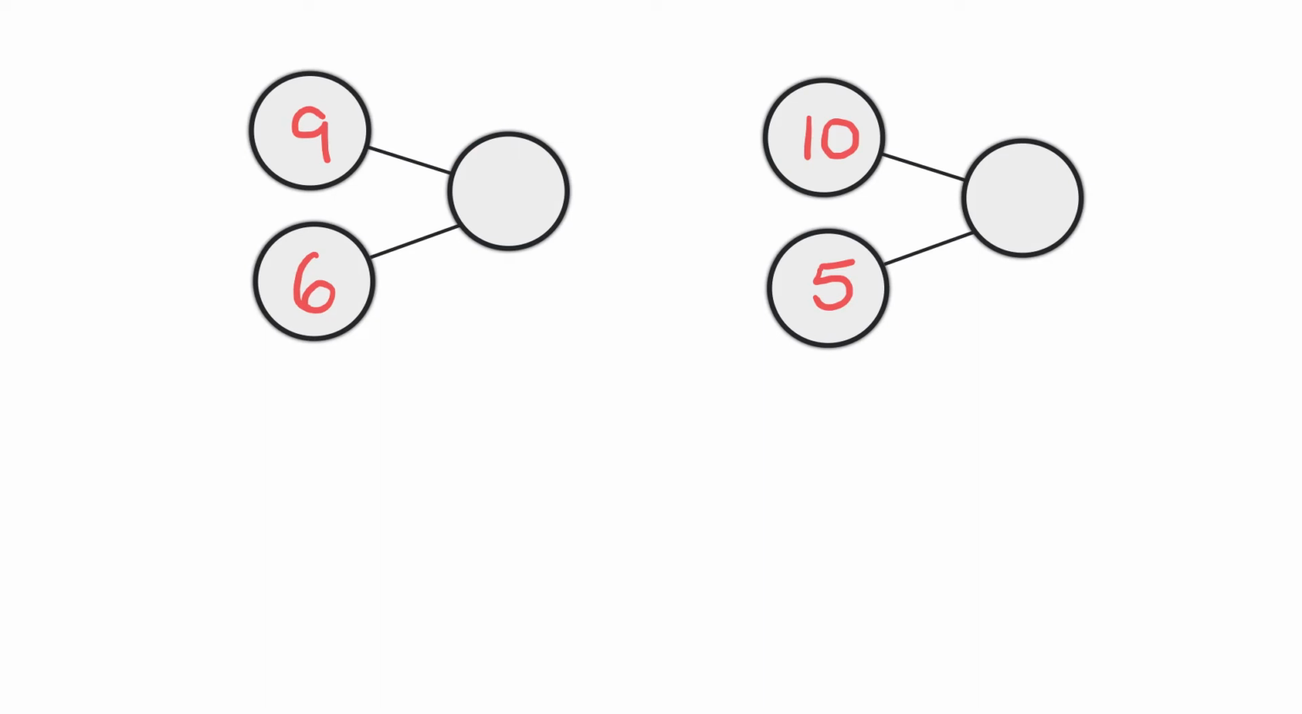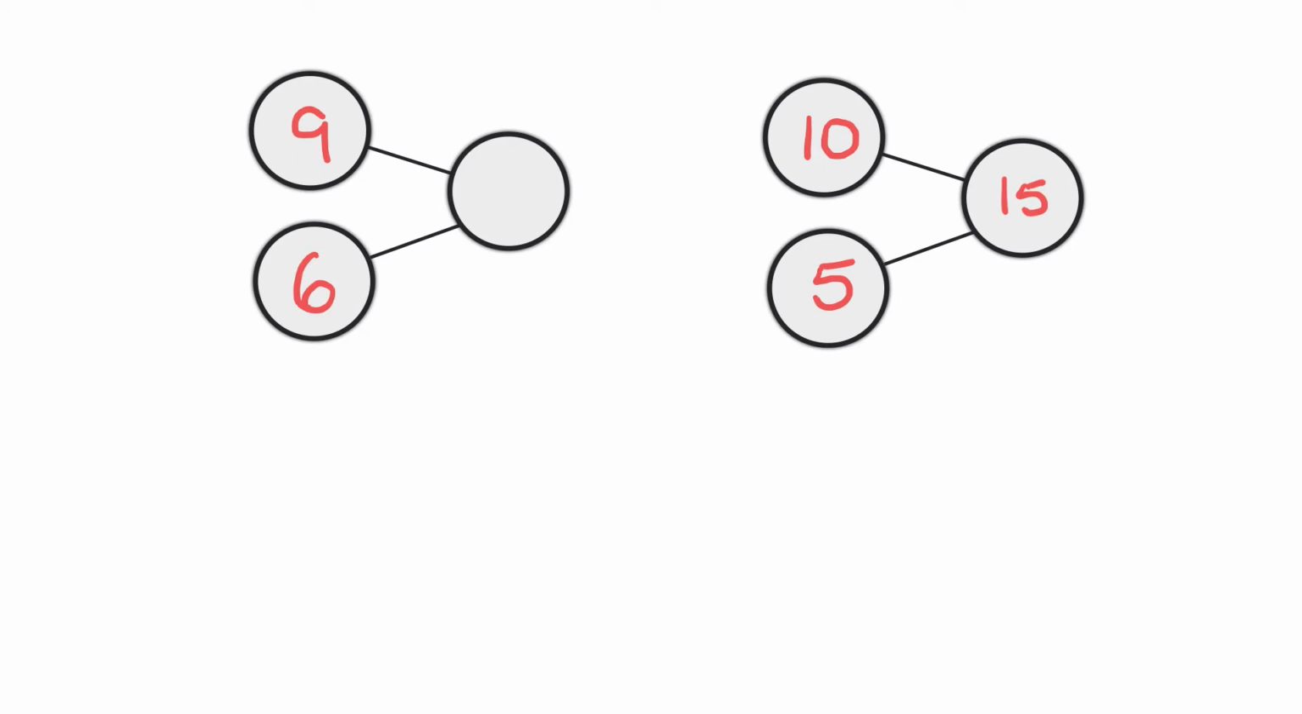So here we have two number bonds. We have 9 and 6, and we have 10 and 5. Which is the easier number bond to solve? Yeah, that's right, the 10 and the 5. And how do you know that so quickly? Yeah, because 10's a friendly number. It's easy to add things to 10. So 10 and 5 is 15.